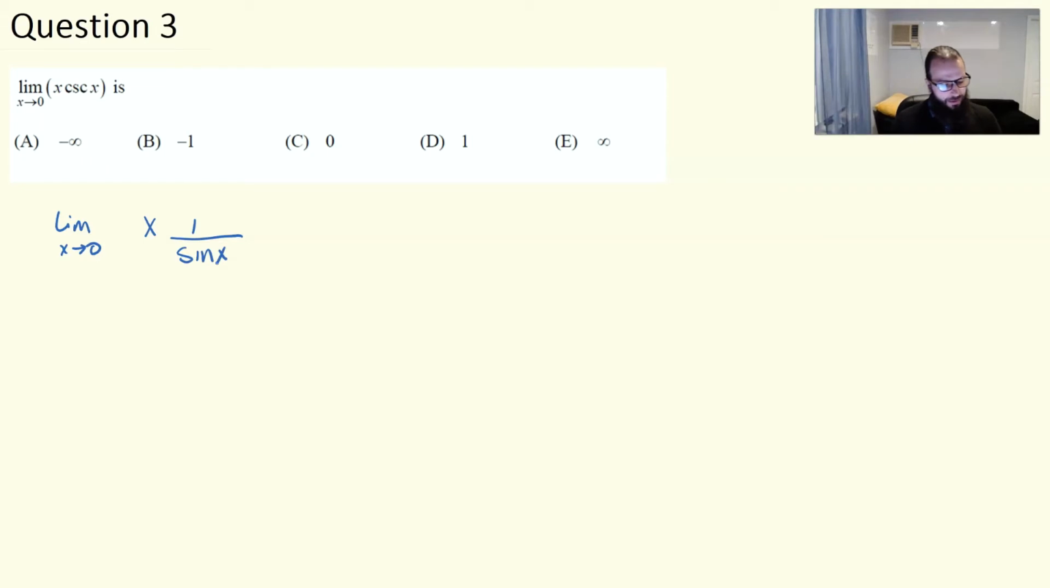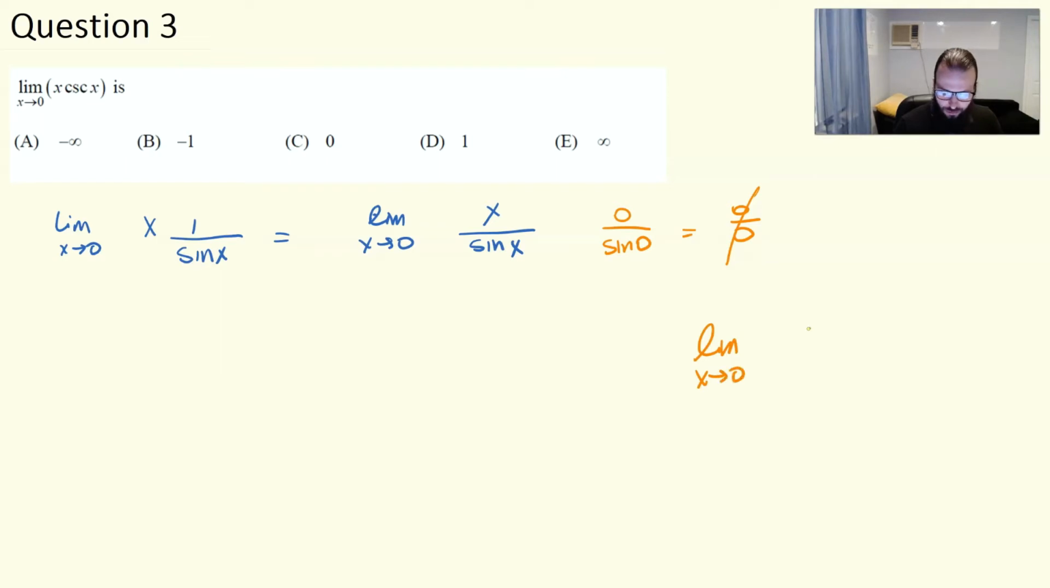Now, we may not know right away what the cosecant of 0 is, and that's why we change it to a sine. But we should know that the sine of 0 is 0. So this simplifies to the limit as x approaches 0 of x over sine of x. Now, if we actually just put in the 0 here, as we normally would, we're going to get 0 over the sine of 0, which is 0 over 0 and is thus indeterminate. And we need to remember that the limit as x approaches 0 of sine of x over x is 1. Well, all this is the reciprocal of that.